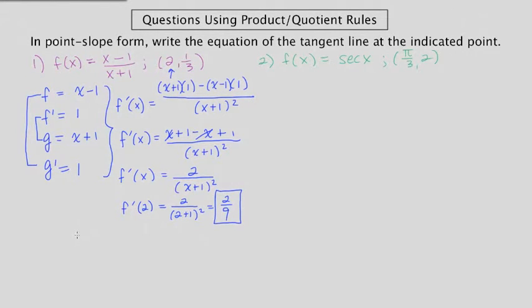So using point slope form, we conclude the problem with y minus 1/3 is equal to 2/9 times x minus 2. So again, nothing really too different from what we've done before, except now to find that derivative, we're going to need to use these two rules, in this case the quotient rule.